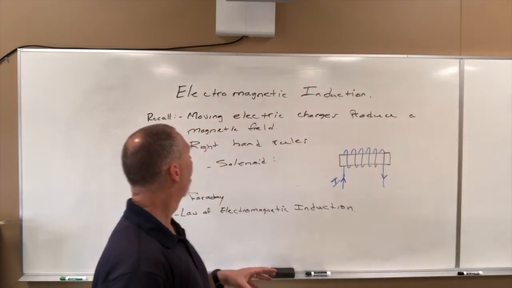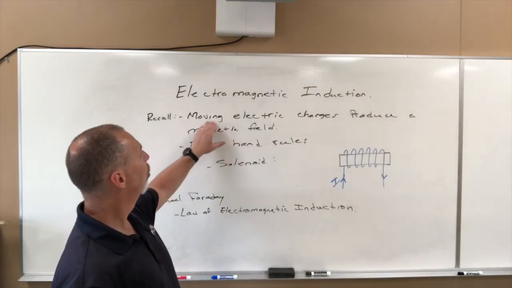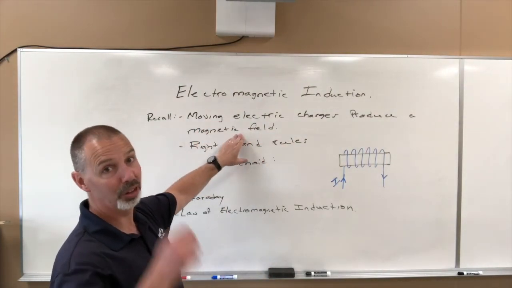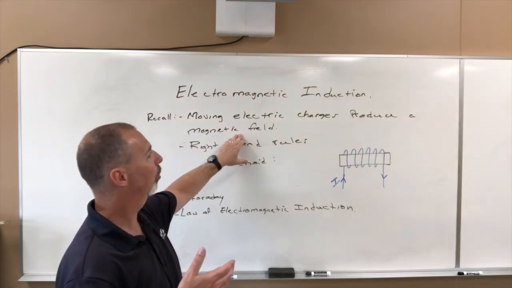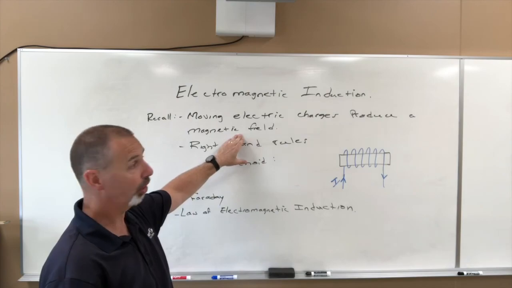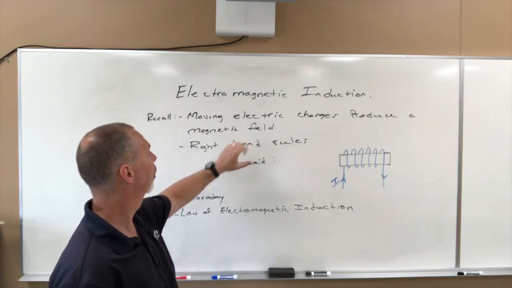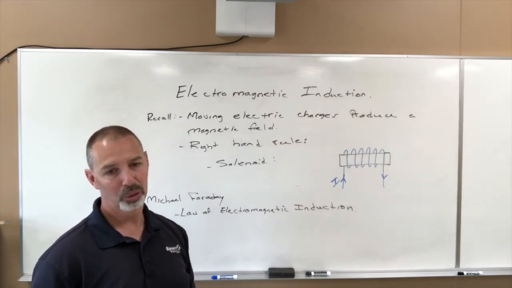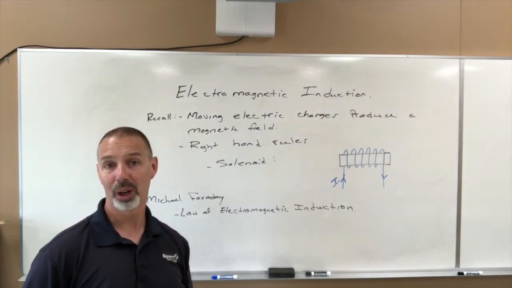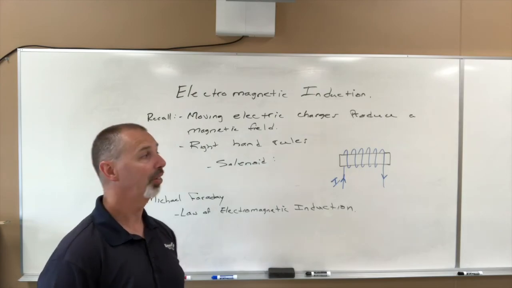First thing again, just remember, moving electric charges produce a magnetic field. So that's key. Anytime we have a moving electric charge, so current is moving electrons, we produce a magnetic field. We had three right-hand rules, but only one of them is important right now in terms of getting us going in this.